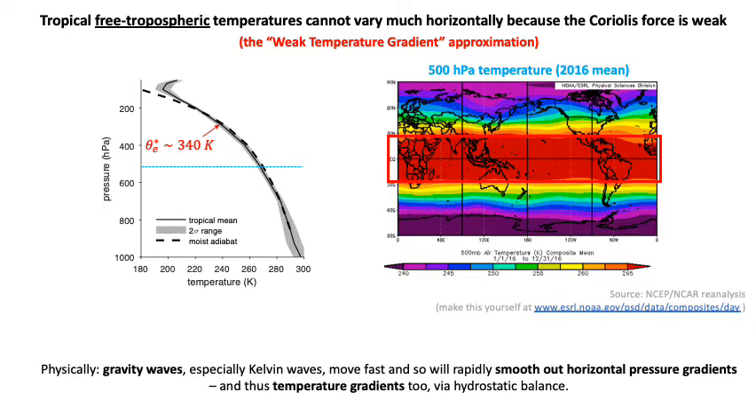And why is this? Physically, as we talked about in this class, gravity waves, especially Kelvin waves, which are pretty large scale and very fast, move all the way around the equator in a matter of a couple of days. These waves move fast and rapidly smooth out horizontal pressure gradients, and thus temperature gradients too via hydrostatic balance. So you end up with what we call the weak temperature gradient assumption in the tropics, which is that temperatures just can't vary horizontally too much when you don't have rotation or a Coriolis force to balance those pressure gradient forces.